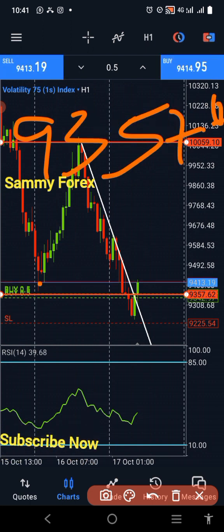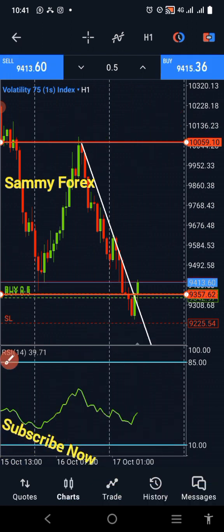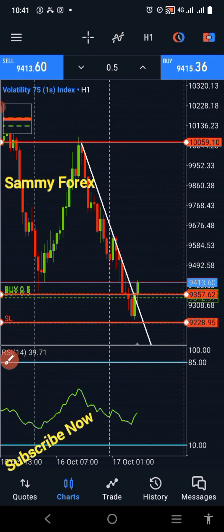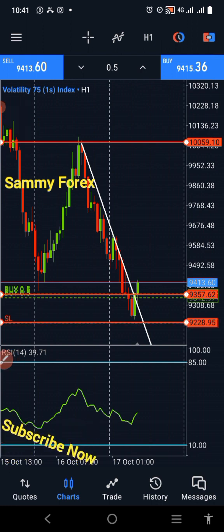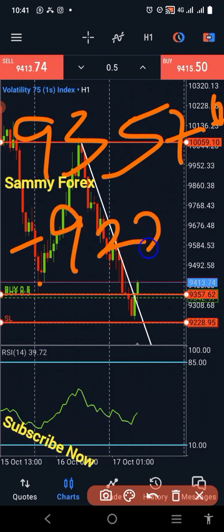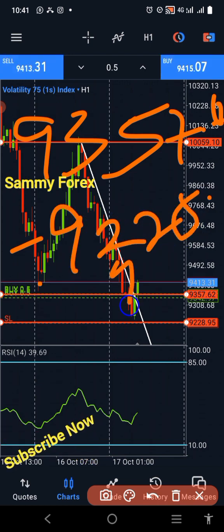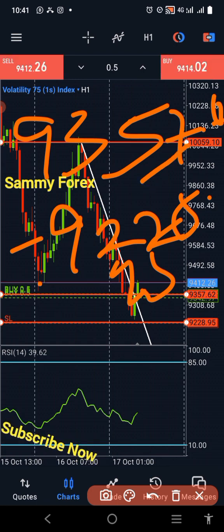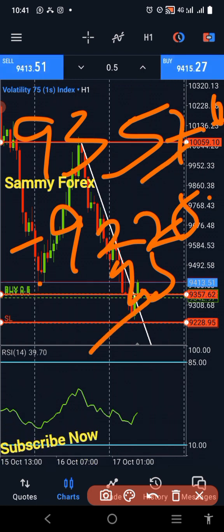9357.62. You minus this from where? I have anticipated that my stop loss will be just below the swing low candle, which is 9228.95. Now minus this entry from the stop loss, you will get what?